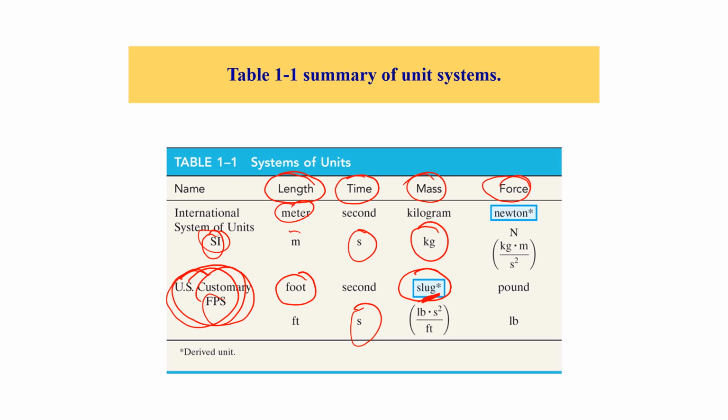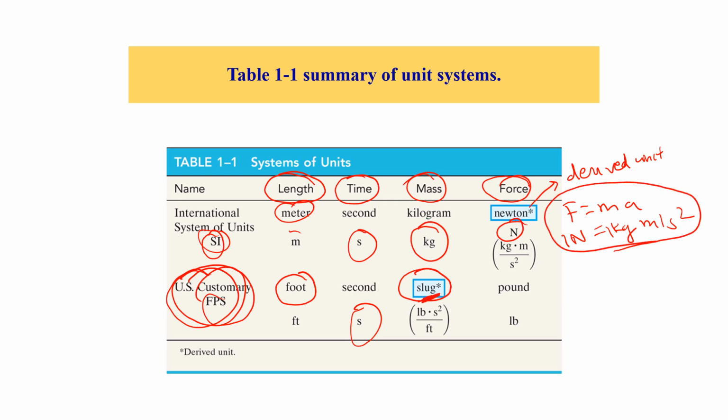And for the force in SI unit, it is measured in Newton. And as we discussed before, force is ma. So Newton is a derived unit here. It's not a primary unit. It's a derived unit because it is derived from other basic units. So mass is in kg and acceleration in meter per second square. So 1 Newton is 1 kg meter per second square in SI unit. So Newton is considered to be a derived unit in SI.